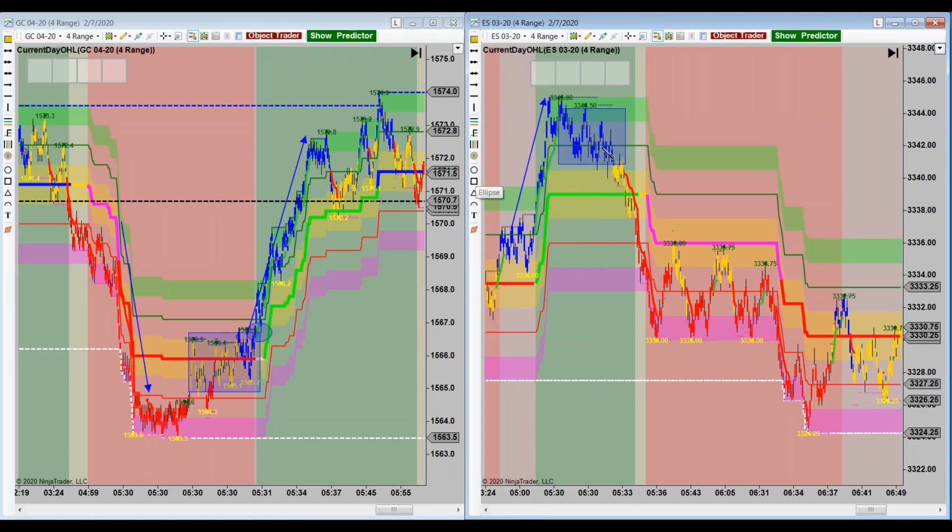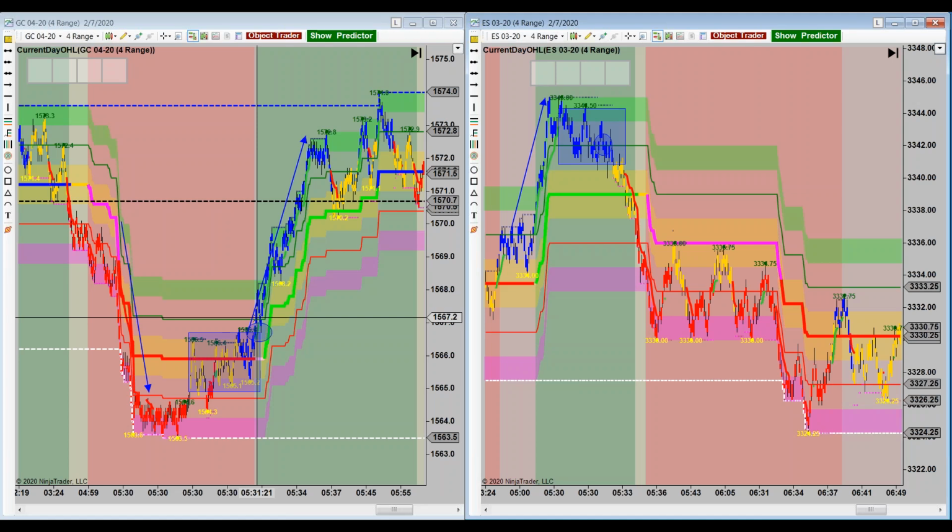So, who was the leader? Here's 5:31 on ES right here. And here's 5:31 on gold. Who was the leader in the market move in reaction to the news? You have two choices. It is either gold or it is ES. Which one led the break? I'll give you 3 seconds. Who was the leader on the move after the news?